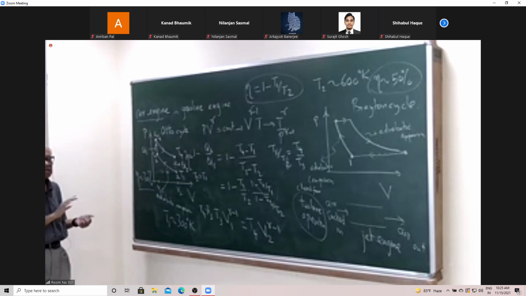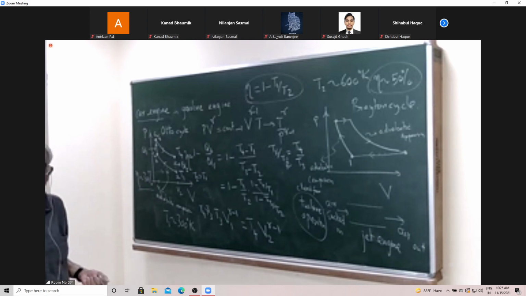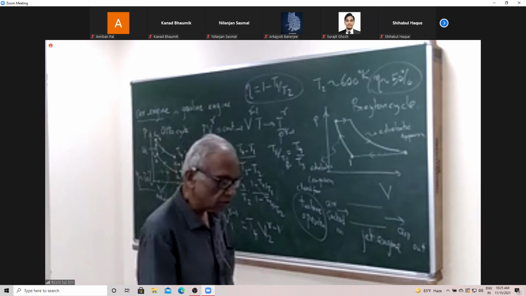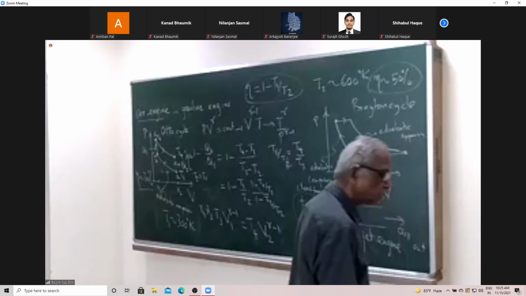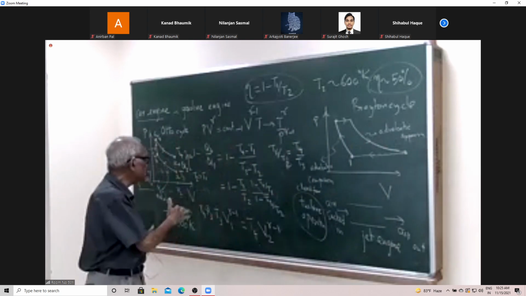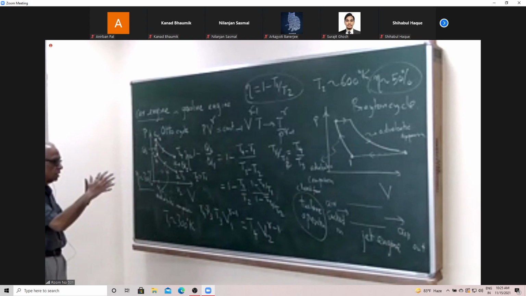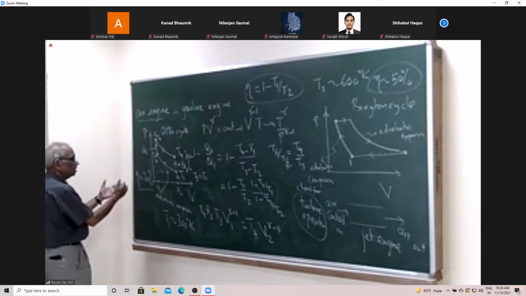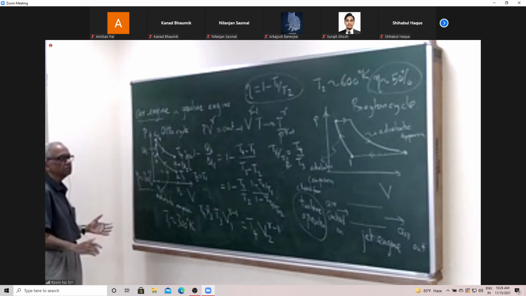So this is the approximation, the result of using reversible processes. You are using a reversible process to set up an ideal engine, and the ideal engine, with realistic figures of temperature, gives an efficiency of 50%. Reality is that the efficiency is about 30%.